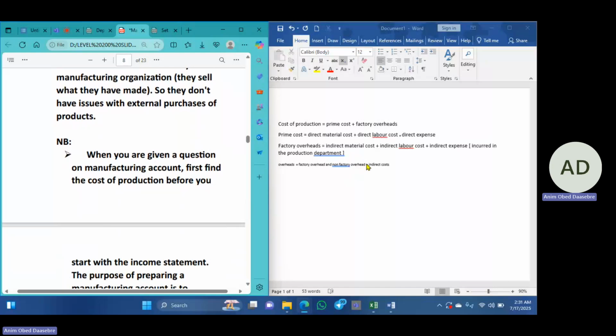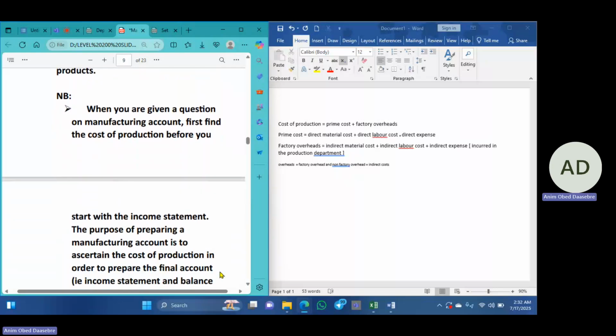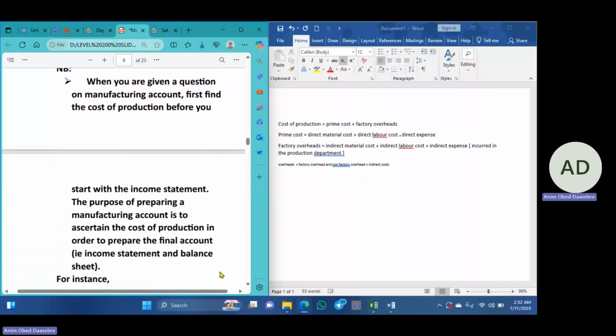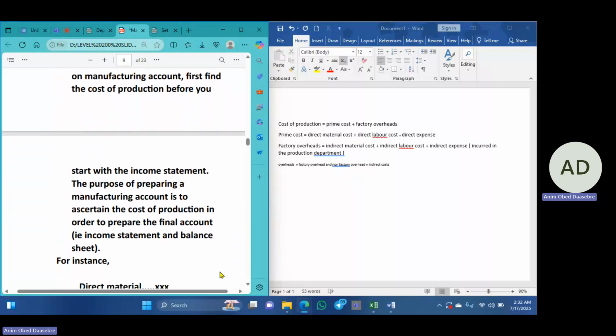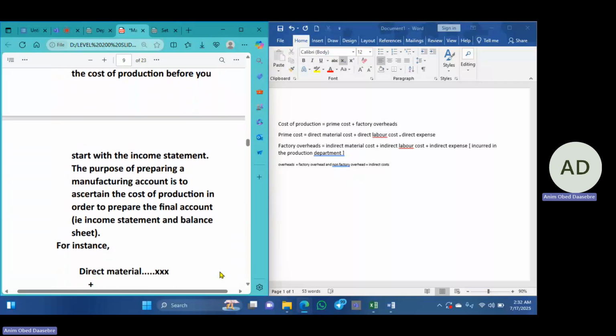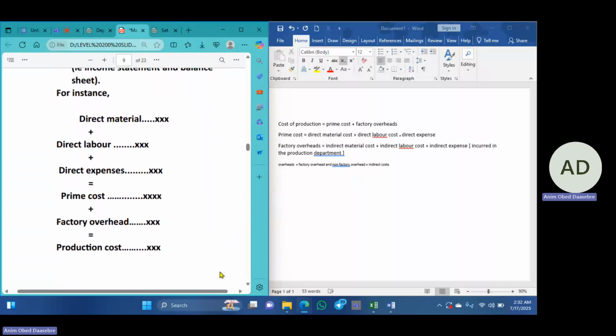We have work on here. You have to find our cost of production right before you start with the income statement. The purpose of preparing the manufacturing account is to find the cost of production in order to prepare the final accounts, that is the income statement and the balance sheet. Do you get it? So that's basically what I've explained over here.